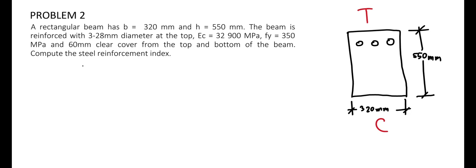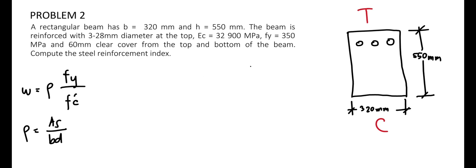Now to compute for the steel reinforcement index, this is given by the formula omega equals rho, or the steel ratio, times the yield strength of steel divided by the compressive strength of concrete. And to compute for the steel ratio, this is given by the formula As over bd, where As is the total steel area and bd is the product of the base times the effective depth of the beam.